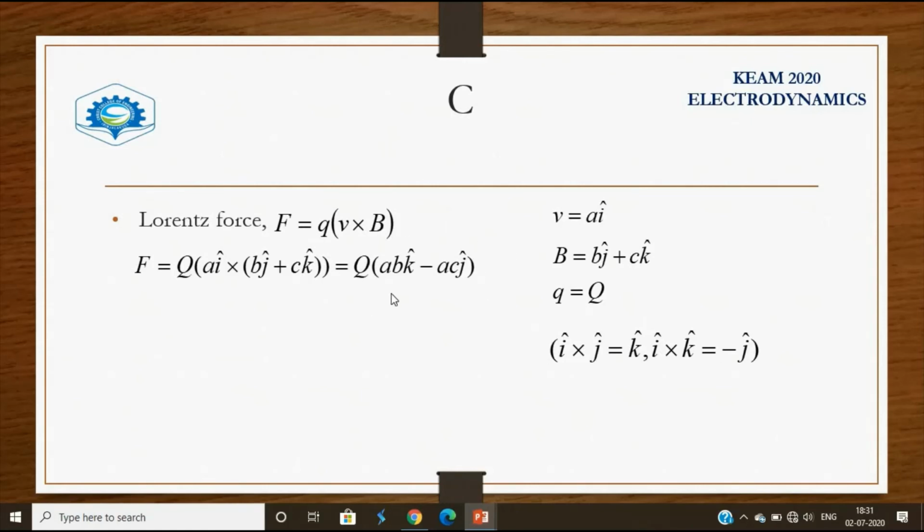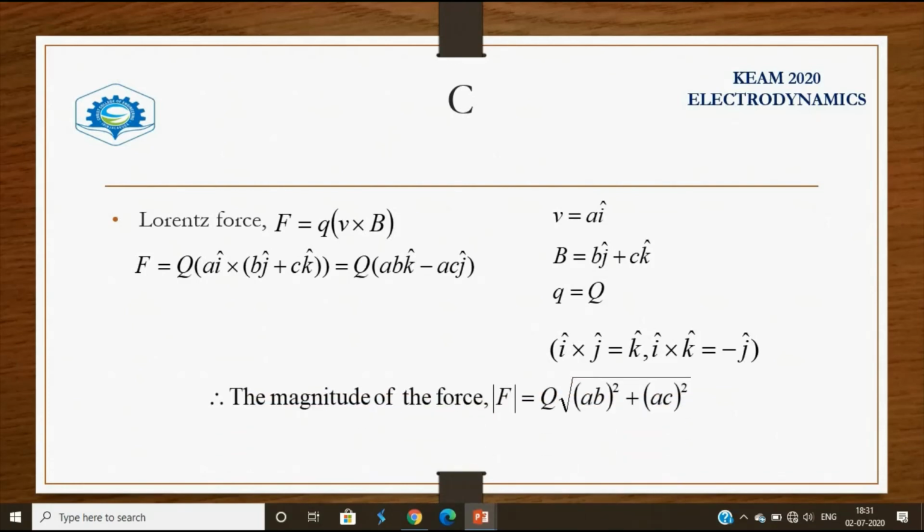Okay, so the question is to find the magnitude of the force. To find the magnitude of the force, we need to take the modulus of the force, which is equal to modulus of F is equal to Q into root of (AB) square plus (AC) square, which is equal to Q into A root of B square plus C square. That is, the magnitude of the force experienced by the particle is Q into A root of B square plus C square.